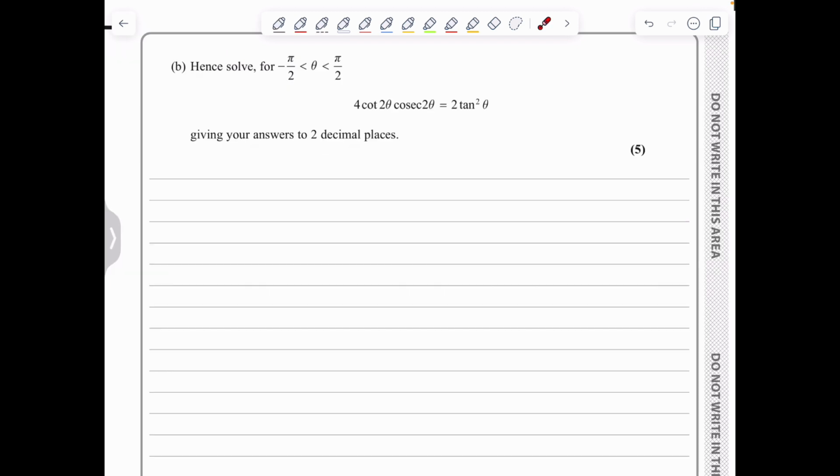In part B, we are asked to solve for theta between minus pi over 2 and pi over 2, so we are in radians. 4 cot 2 theta cosec 2 theta is equal to 2 tan squared theta, giving our answer to 2 decimal places. I will start by writing the left-hand side as simply cot squared theta minus tan squared theta, which is equal to 2 tan squared theta.